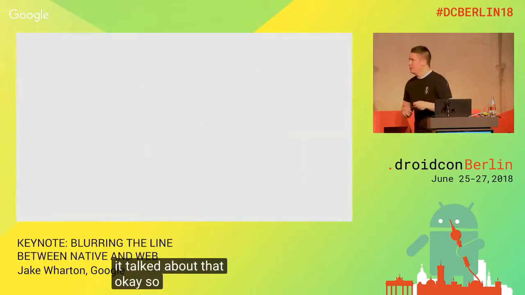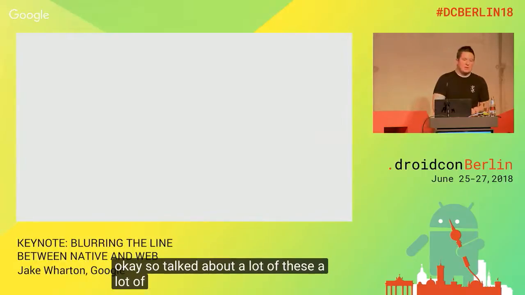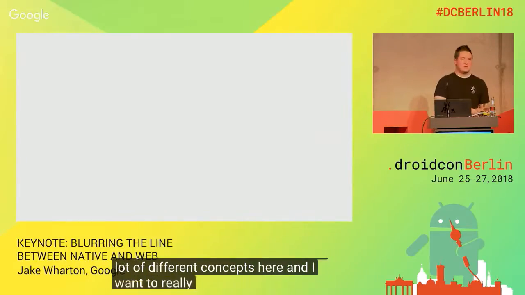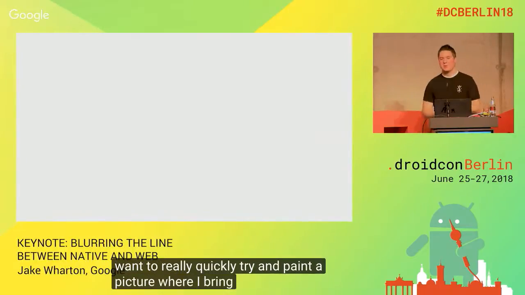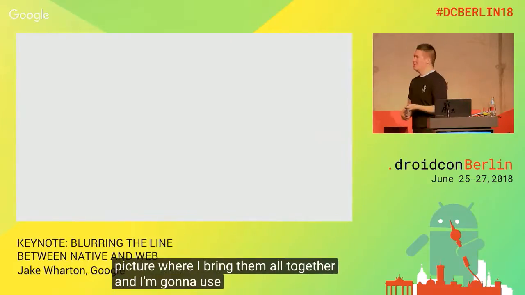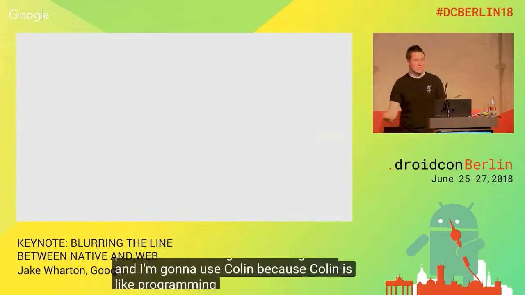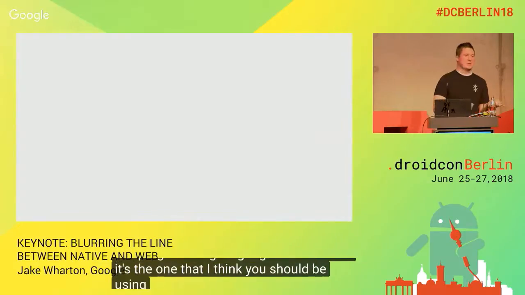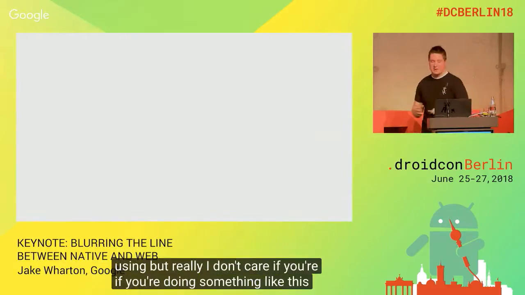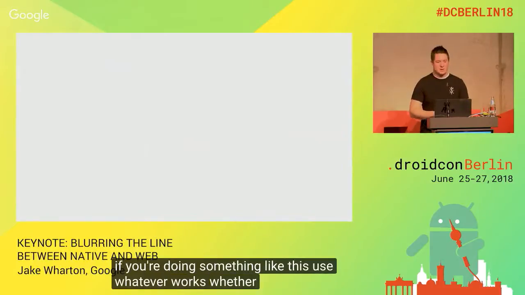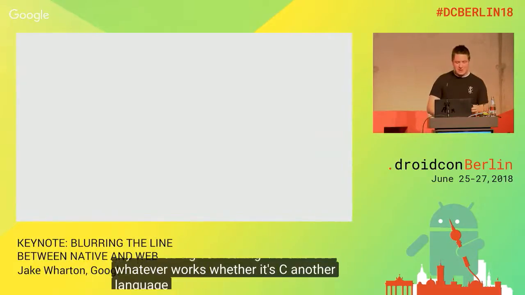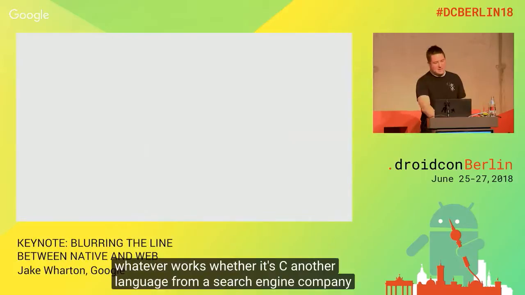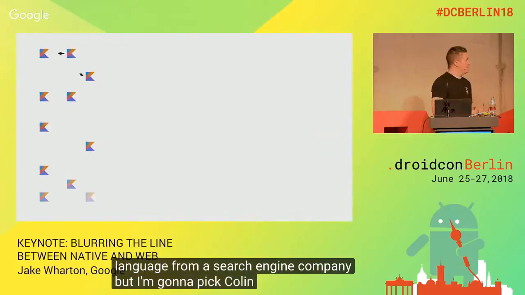Okay, so I talked about a lot of different concepts here, and I want to really quickly try and paint a picture where I bring them all together. And I'm going to use Kotlin because Kotlin is like programming language Jesus for me. It's the one that I think you should be using, but really I don't care. If you're doing something like this, use whatever works, whether it's C, another language from a search engine company. But I'm going to pick Kotlin.